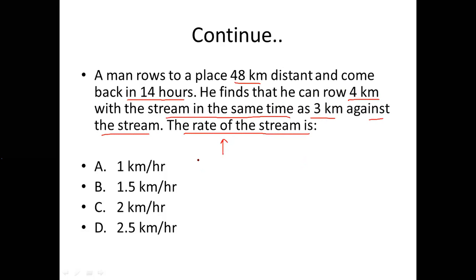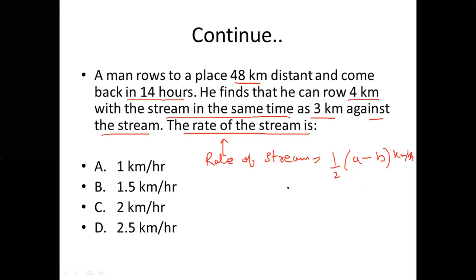Yes, class. Anyone? What is the formula to find the rate of a stream? Just now I have told you. Rate of a stream is how much? So it is 1 by 2 into bracket A minus B kilometer per hour. This is the formula, right?